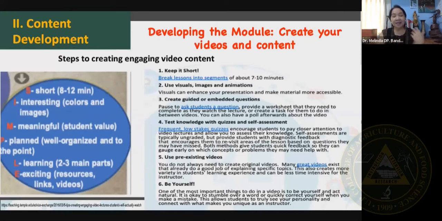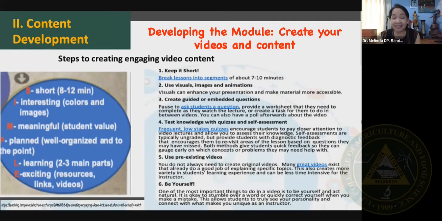In the same way that we do it when giving live lectures, right? So it's the same when we record: be natural, be ourselves. If we go back to our simple acronym: short, interesting with visuals, colors, etc., meaningful, because the students can find value in the video material. It is the input, the lesson they need to know.